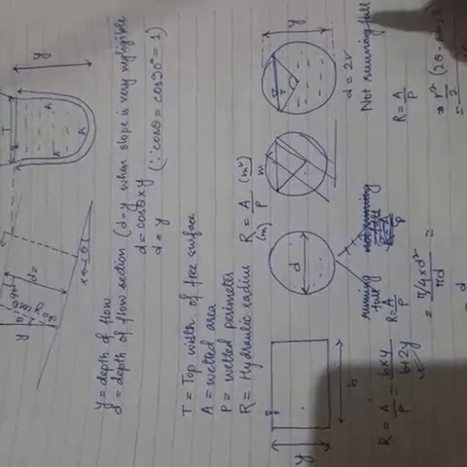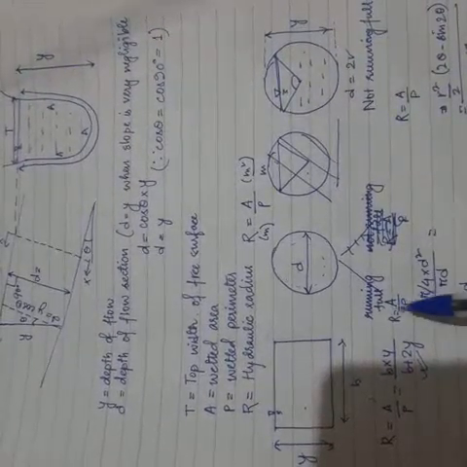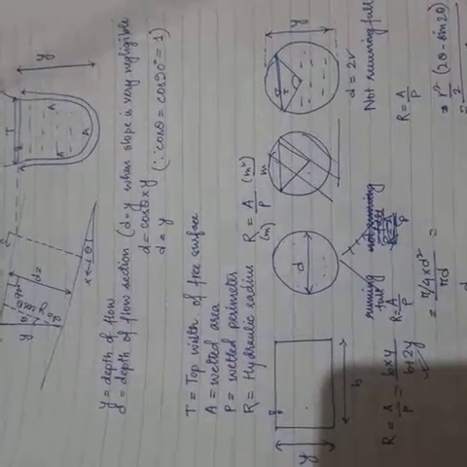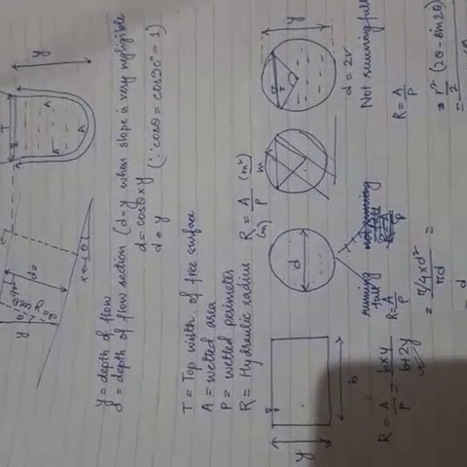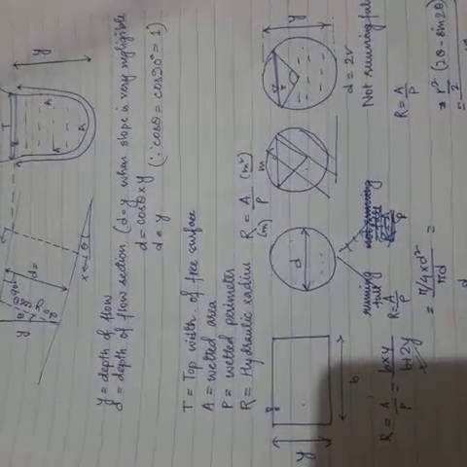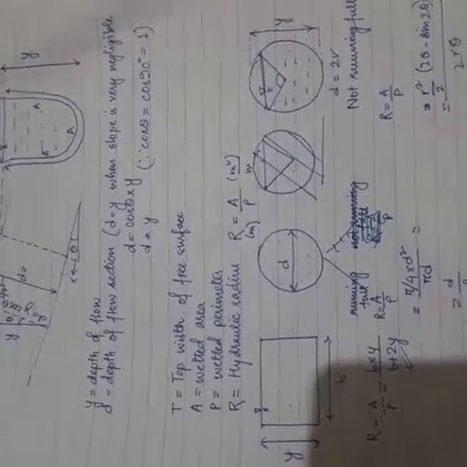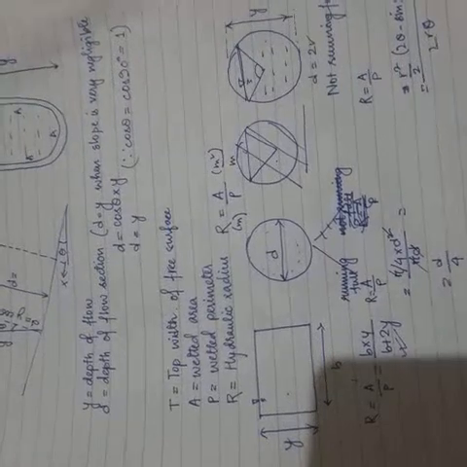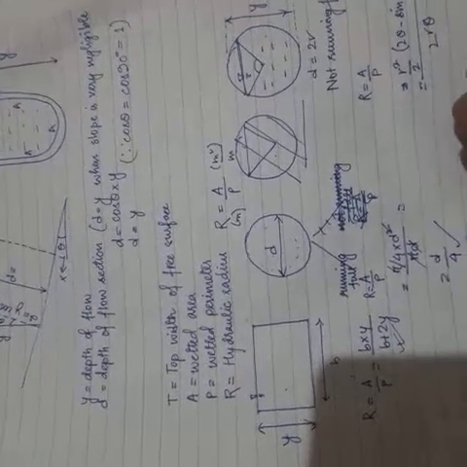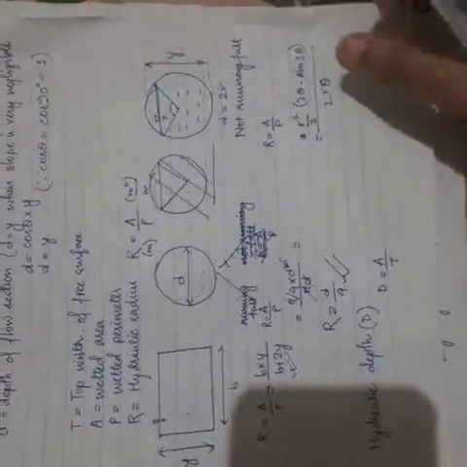Okay, so what happens? If R equals A by P, then A for a circle running full is pi by 4 into d square, and perimeter or circumference is pi d, 2 pi r or pi d. So that leaves us with d by 4. Okay, so please remember this, d by 4, right?